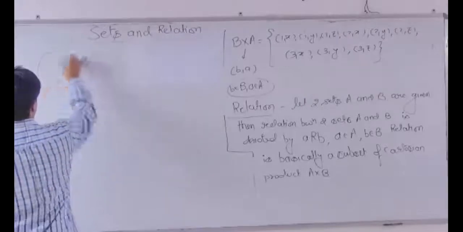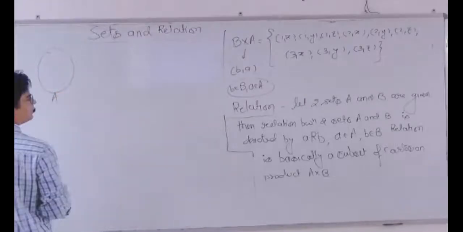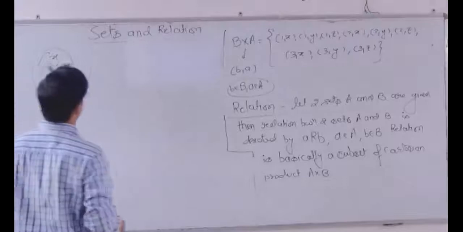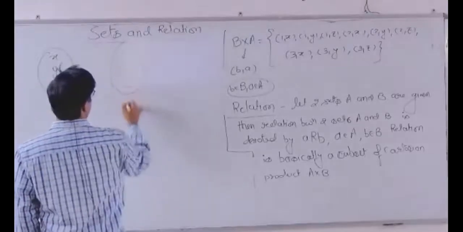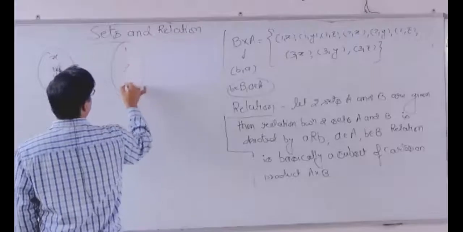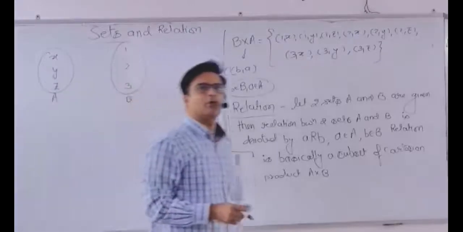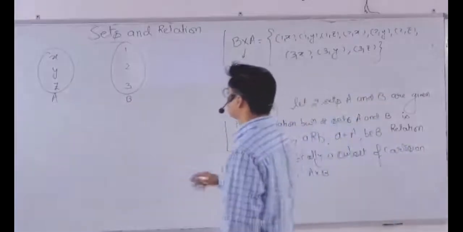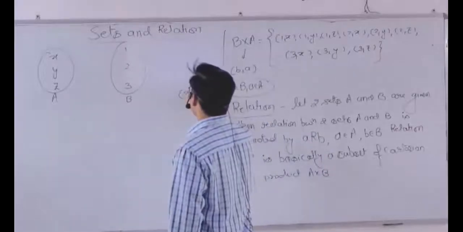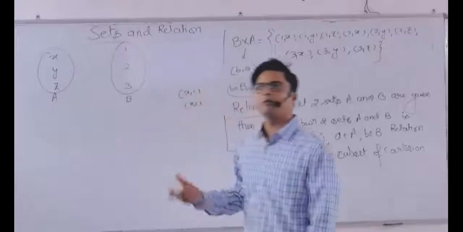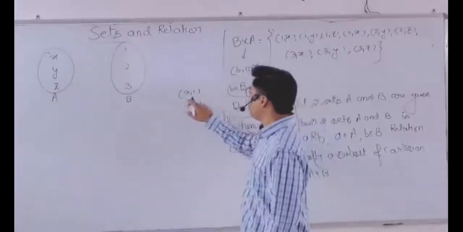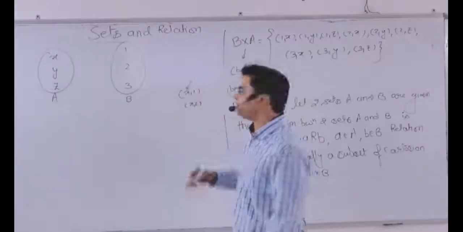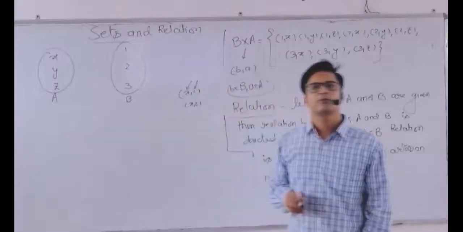Let's say this is your set A. Now in set A, we have taken X, Y, Z as the elements. In set B, we have taken 1, 2, 3 as the elements. Now in A cross B, we have written X comma 1, X comma 2, X comma 3, Y comma 1, Y comma 2, Y comma 3. So by using the ordered pair, basically we are connecting one element of the set A with the other element of set B. Yes or no?